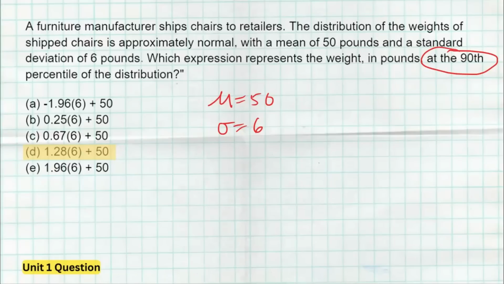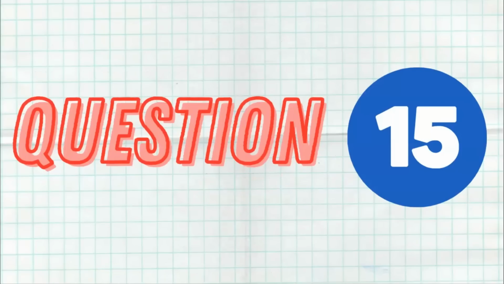So if I come back over here, the idea of a z-score is it's the z-score of 1.28 equals the value minus the mean divided by the standard deviation. Now I can actually solve for the weight x that would represent the 90th percentile. So I'm going to multiply by 6 and add 50, which is why choice D is correct. All right, moving on to question number 15.